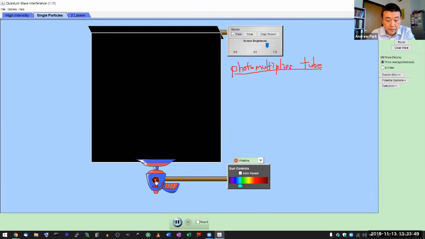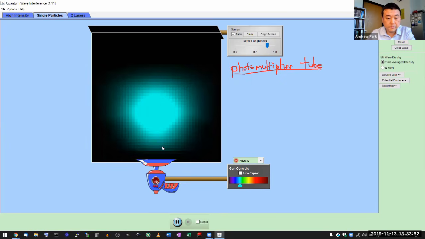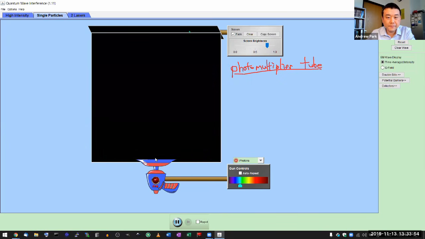So I fire a single particle. On this entire screen, I don't have a distribution of light. When I look at this detector that's able to detect a single particle, it says it detected a single photon, and it detected it here at this very arbitrarily small location. And that's not even at the center. You feel that's weird? Okay, let's just fire a few more photons.